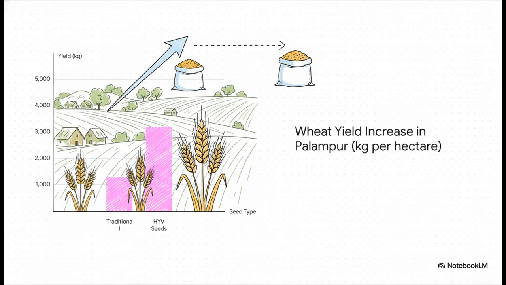And what was the result? The increase in production was dramatic. In Palampur, if you look at the wheat yield, with traditional seeds, it was about 1,300 kilograms per hectare. But with HYV seeds, it went all the way up to 3,200 kilograms. The yield more than doubled.